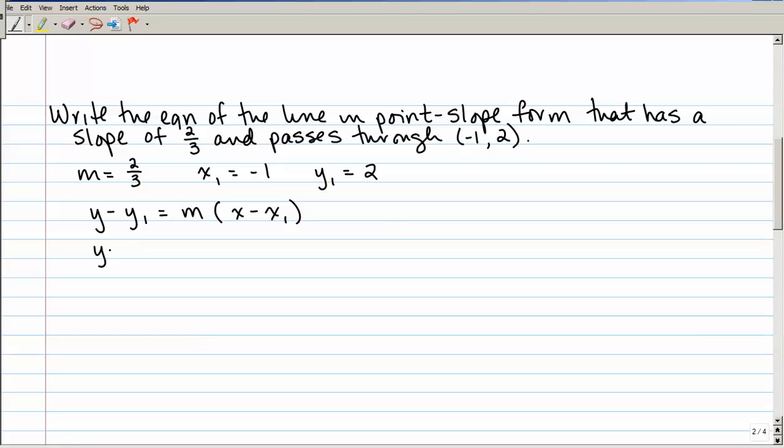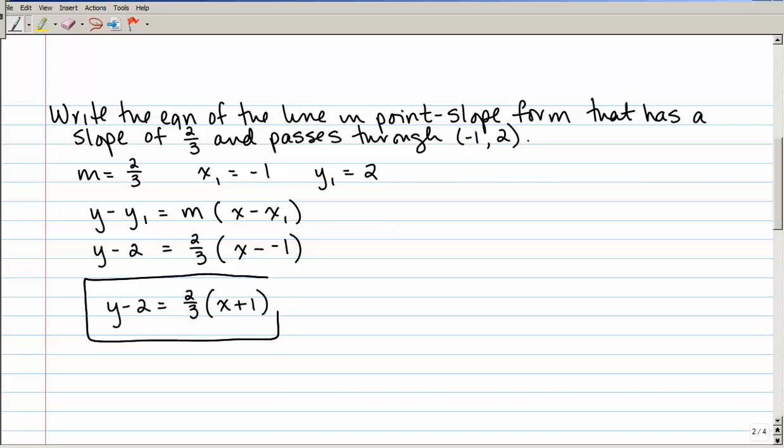So we'll have y minus y1, which is 2, equals m, which is 2/3, times x minus x1, which is a -1. So that's minus a -1. Let's clean that up a little bit. So y minus 2 equals 2/3 times the quantity x plus 1. And that's the equation of a line written in point-slope form. I know you have the desire to distribute the 2/3 and maybe solve for y, but this is the answer. This is what it's supposed to look like.